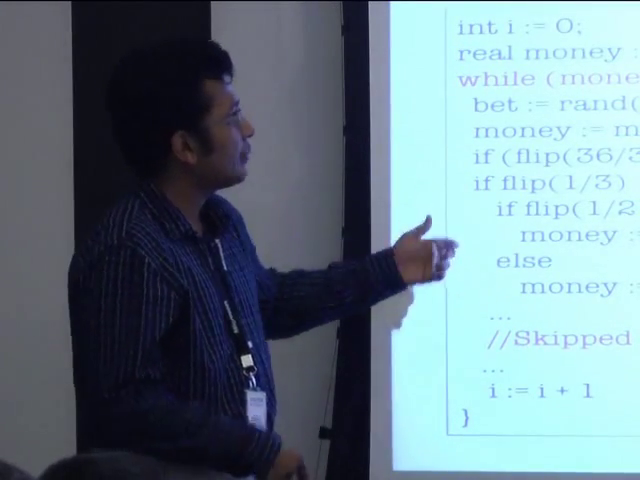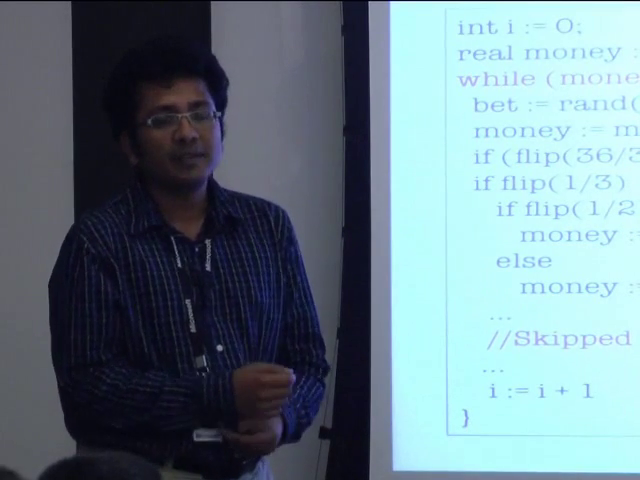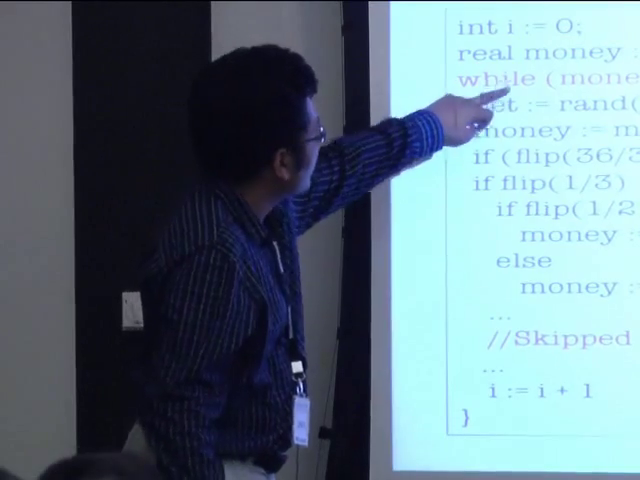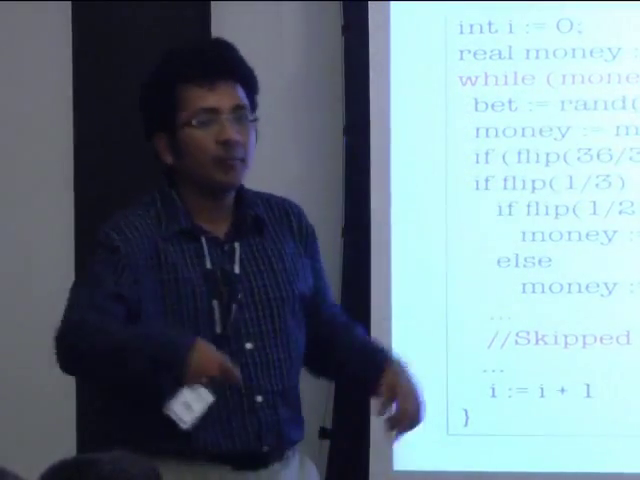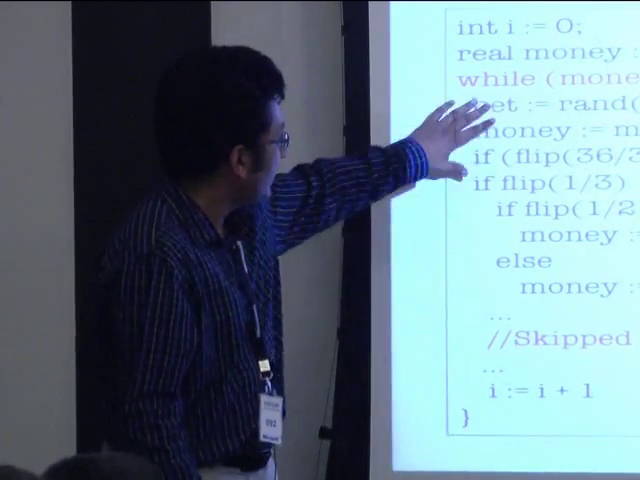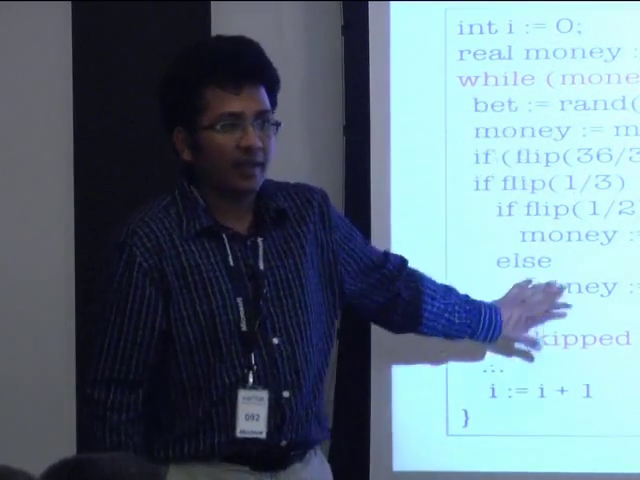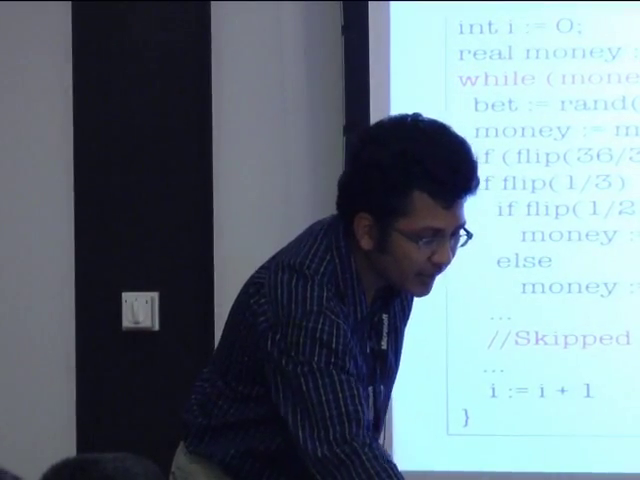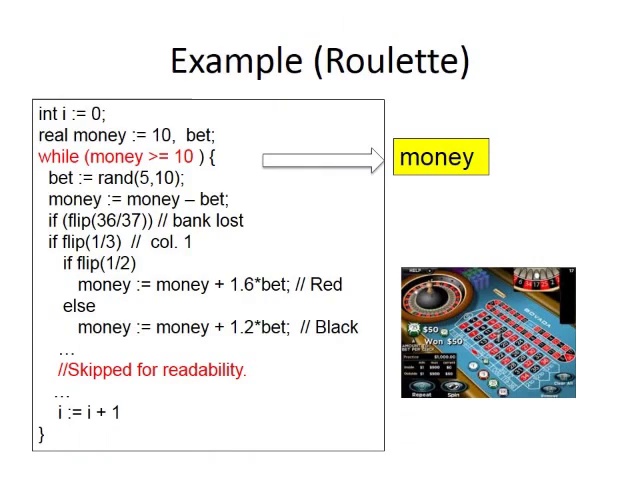This is a program that models a betting strategy for roulette. As long as the person's money is more than 10, they keep betting, and once money becomes less than 10, they exit. And then there are all the probabilities that can happen in roulette. So for example, can you prove termination? We did. And the super martingale we found was money. So money is the thing that you end up losing.